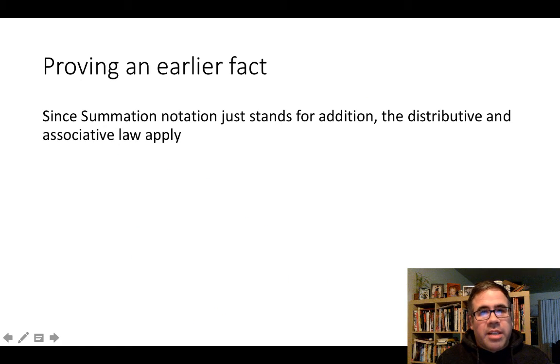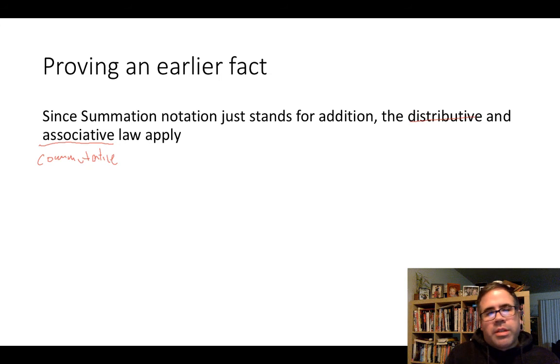Finally, we're going to prove a fact that we hinted at earlier, and that's that the trapezoidal rule is the average of the left sum and the right sum. The way we'll get at that is, since this notation just stands for addition and multiplication, the laws of addition apply, namely the distributive law and the associative law. We can choose which spots to do at any particular time. I should probably also add in the commutative law. We can switch order at any time. These are all very helpful.